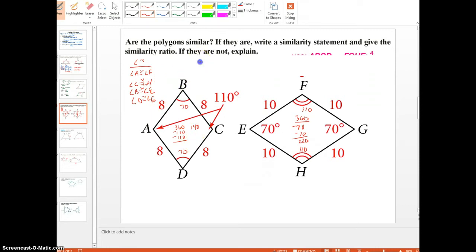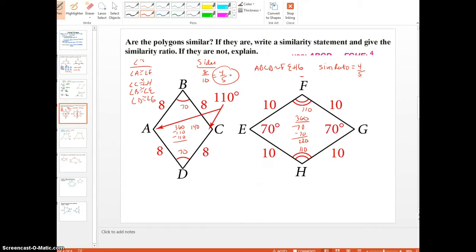So now when I look at the sides, if you think about it, this is a rhombus, this is a rhombus, so all of the ratios will be 8 to 10, which reduces to 4 to 5. So all my angles are congruent and all my corresponding sides are proportional. Therefore, these are similar. So ABCD is similar to FEHG, and the similarity ratio would equal 4 to 5.